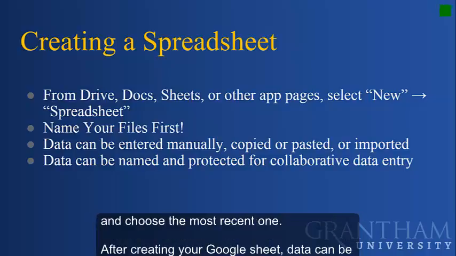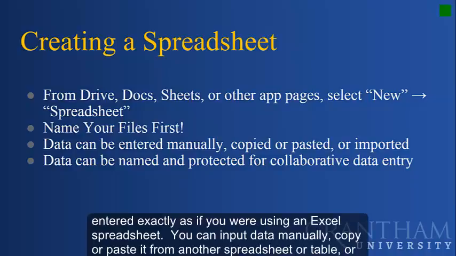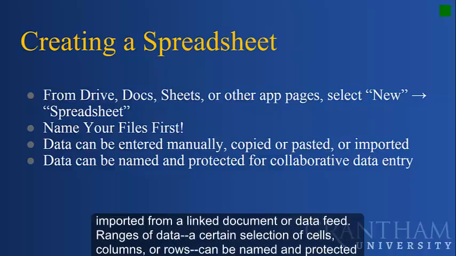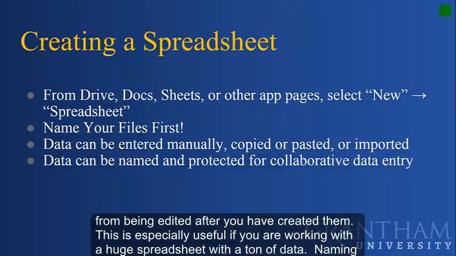After creating your Google Sheet, data can be entered exactly as if you were using an Excel spreadsheet. You can input data manually, copy or paste it from another spreadsheet or table, or import it from a linked document or data feed. Ranges of data, a certain selection of cells, columns, or rows, can be named and protected from being edited after you have created them.